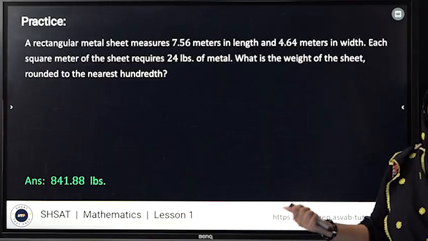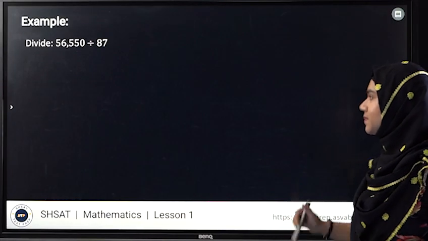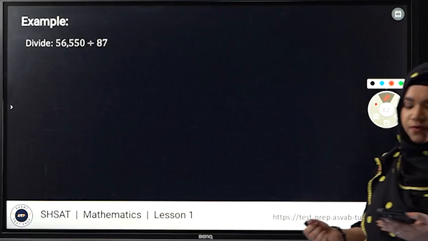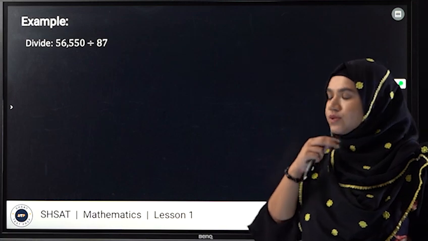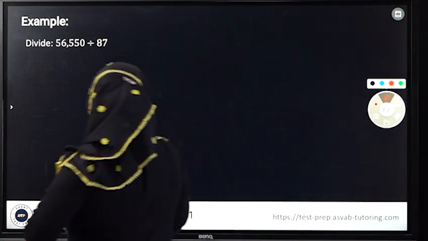If you did, here's another practice material for you. Make sure that you do get this answer correct. All right, let's now move on to division. First of all, let's look at dividing integers, all right? If we want to divide integers, what's the strategy that we should do?